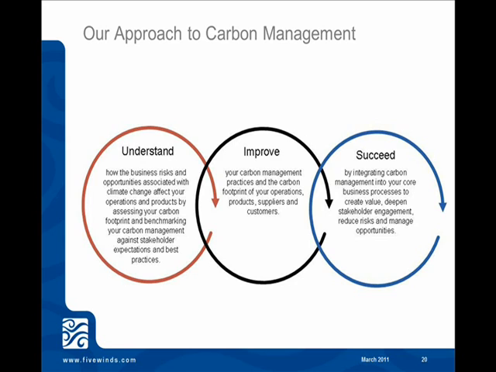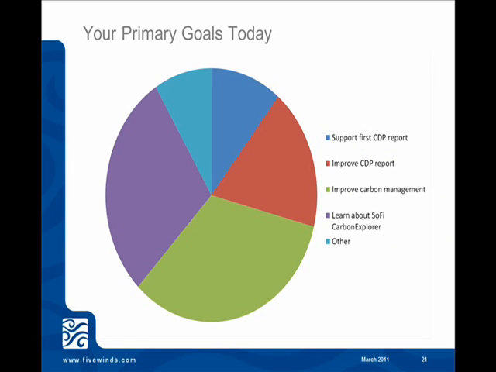We did ask people when they registered for this webinar what their primary goals were, just because we wanted to make sure we were addressing those. Most of the people who registered did respond, and it's pretty evenly split between three groups of people. There are people that either want to do their first CDP report or improve their report. There's another third of people that wanted to improve their carbon management, and then another third that wanted to learn about our CDP reporting solution, which is called SOFI Carbon Explorer. So I'm hoping we can address all of those three groups, and I realize we said one priority. You probably had other goals as well, so I'm sure there's overlap there.